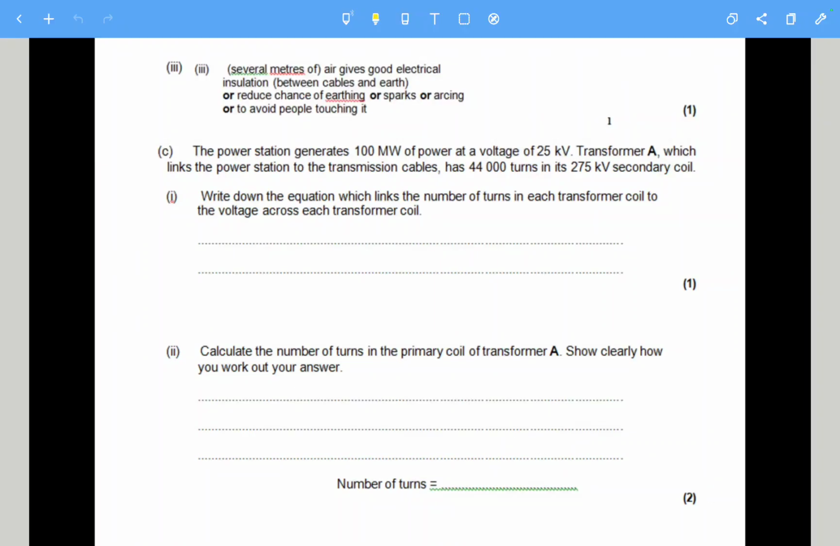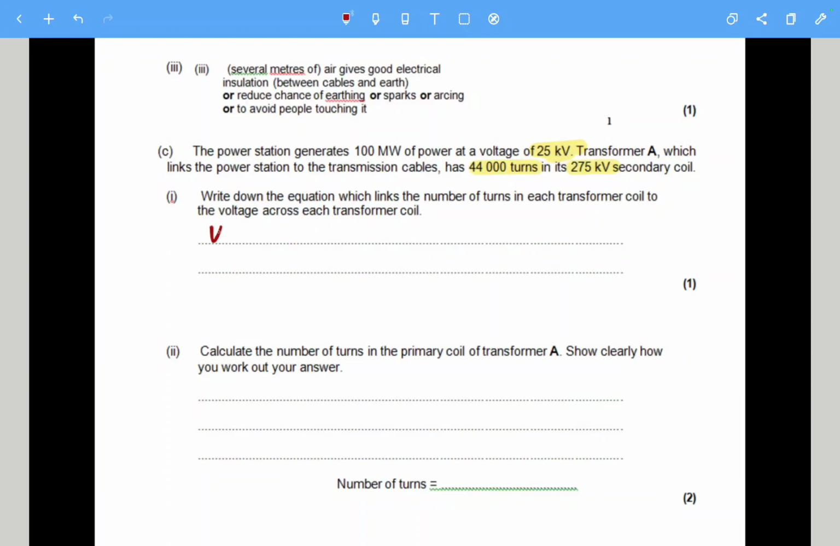So let's have a look at this one. Power station generates 100 megawatts of power. This is actually not useful for this question at all. At a voltage of 25 kilovolts, which links the power station to the transmission cables. It has 44,000 turns and it's 275,000 volt secondary coil.